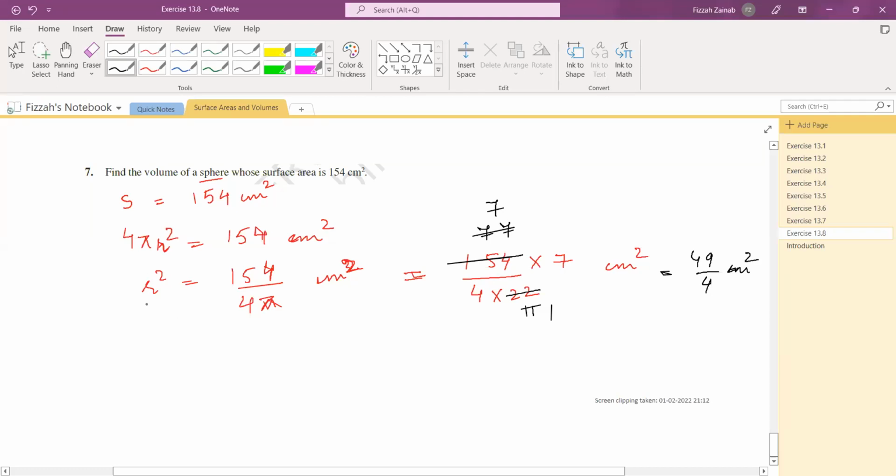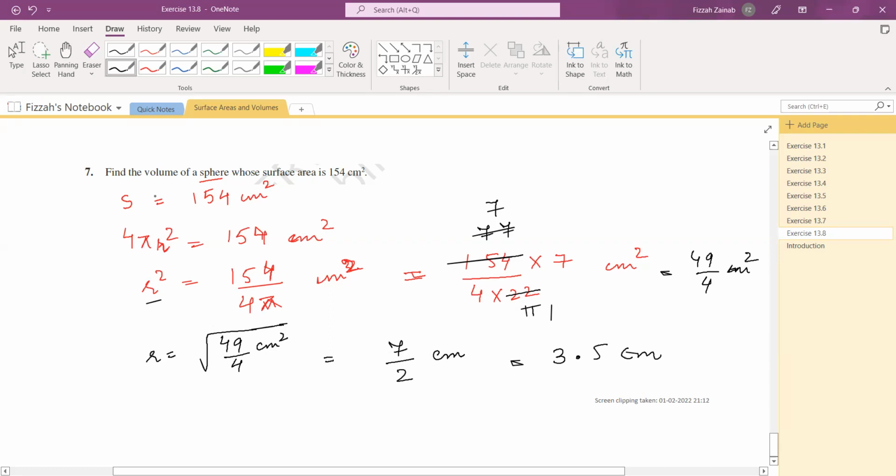And now because this is r square, r will become the square root of this, 49 divided by 4 centimeter square. When this centimeter square comes out of the square root, it will become centimeter only, right? And this 49 is basically 7 into 7, so you will get a 7 here. And this is 2 into 2, so you'll get a 2 here. So this is your radius, which you can divide. So this will be 3.5 centimeter is the radius. Fine.